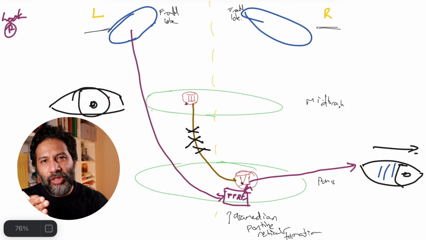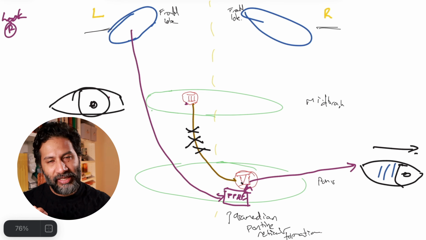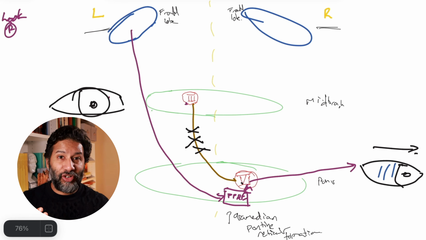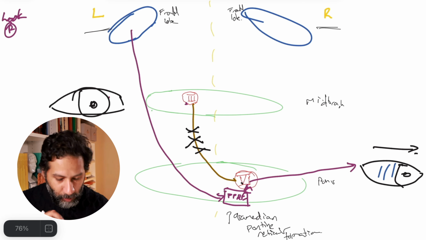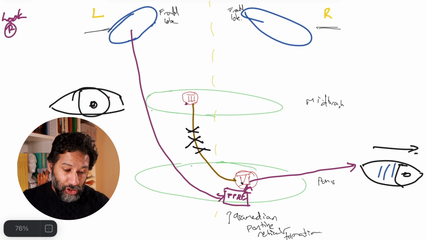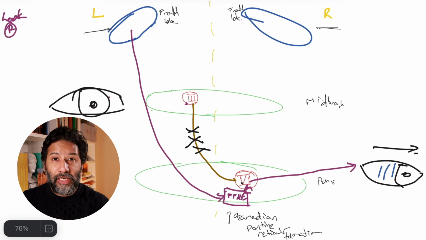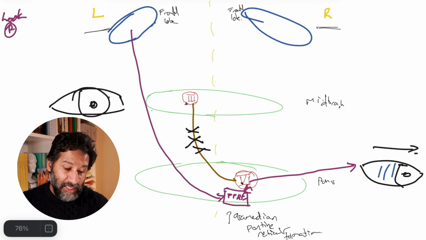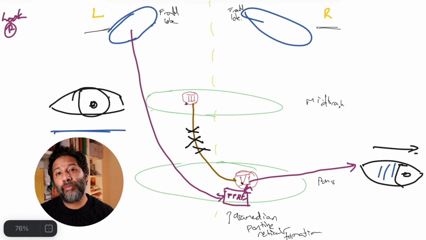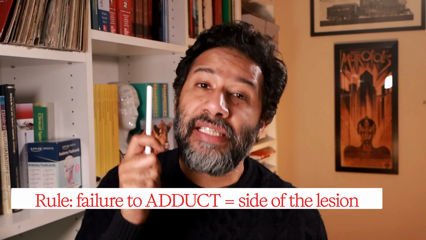And it's really to do with the amount of innervation both eyes are getting, and one's getting too much and one's not getting enough, etc. But that's too complicated. We won't go into that. So a lesion in the left medial longitudinal fasciculus means the left eye doesn't adduct. So when one eye abducts and the other eye stays still, that is the side of the lesion. The eye that doesn't adduct is the side of the lesion.